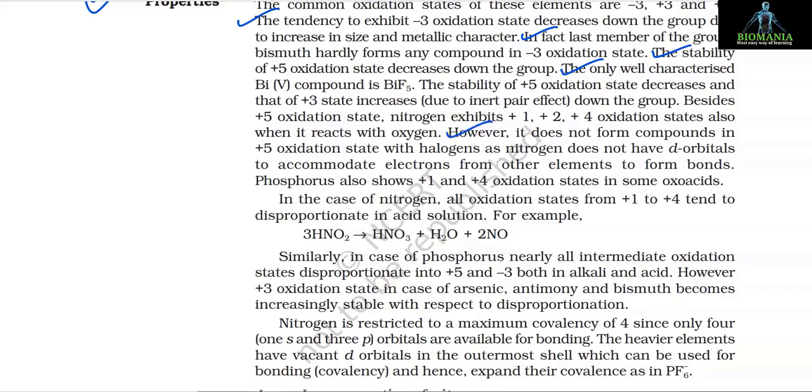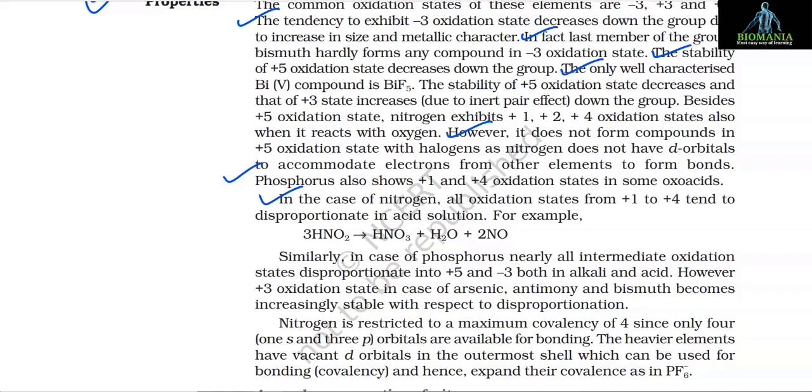However, it does not form compounds in +5 oxidation state with halogens, as nitrogen does not have d orbitals to accommodate electrons from other elements to form bonds. Phosphorus also shows +1 and +4 oxidation states in some oxo acids. In the case of nitrogen, all oxidation states from +1 to +4 tend to disproportionate in acid solution.